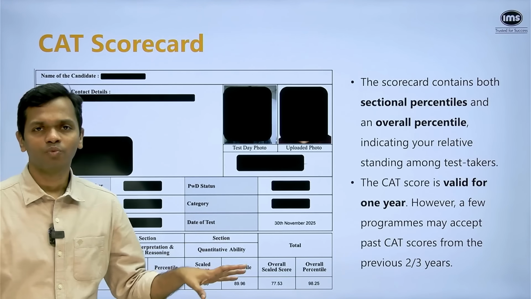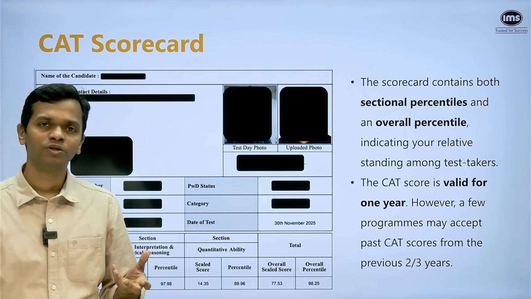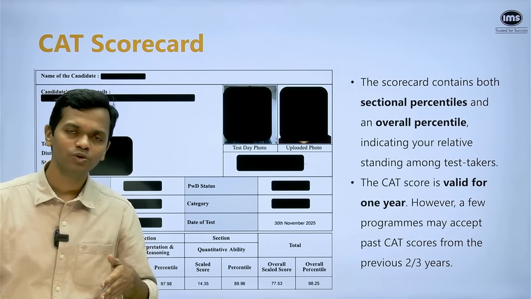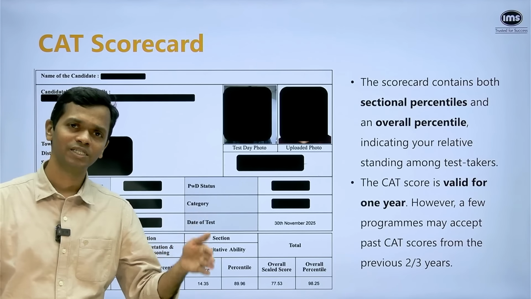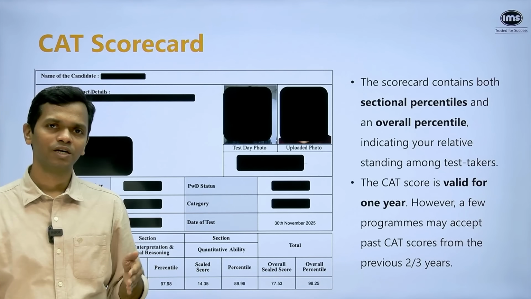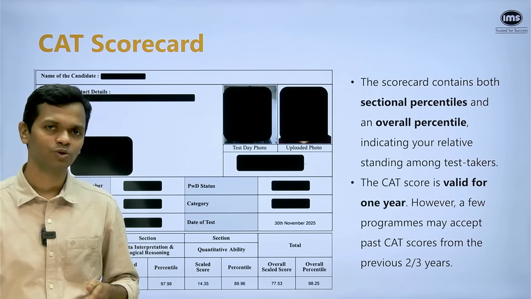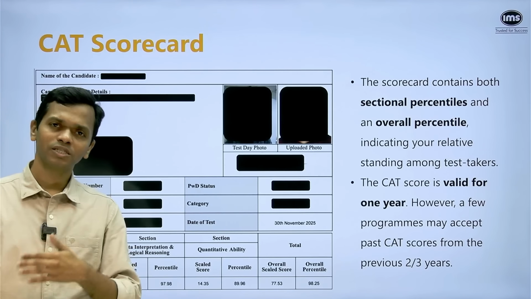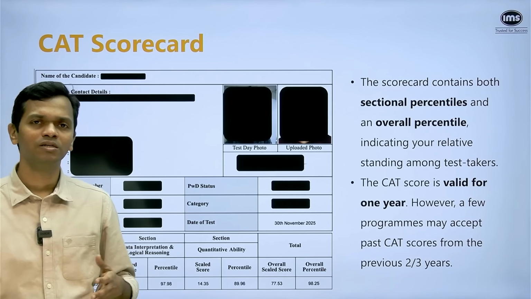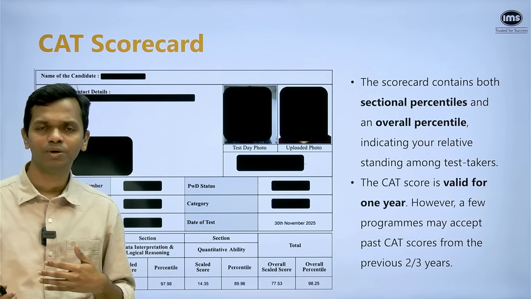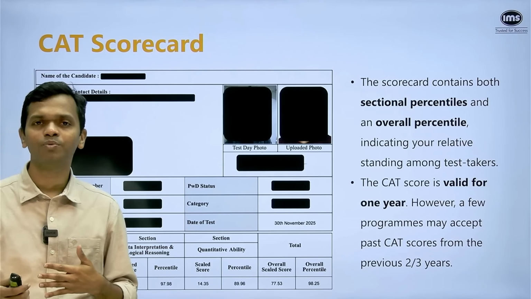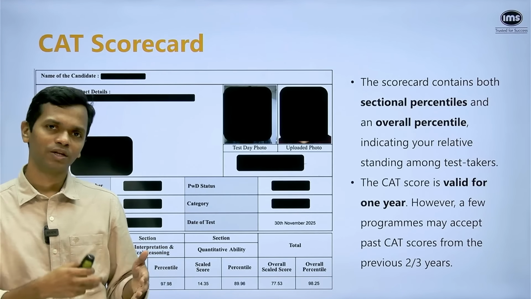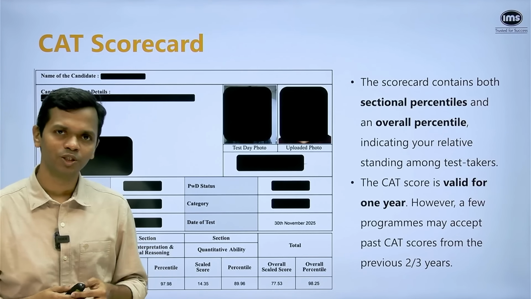Now, the CAT score is valid for 1 year. So when you look at the validity of the score, it is going to be 1 year, which means that if you take, let's say, CAT 26, it will be used for admission for the batch of 2027-29. So for MBA programs starting in 27, the CAT 26 score will be used. But there are, of course, certain programs where they accept scores from past CAT attempts as well. But typically you might see some of the 1-year MBA programs or some of the hybrid MBA programs accepting CAT scores of multiple years. But otherwise, the CAT score has a validity of 1 year. So you can use it only for the next admission cycle.